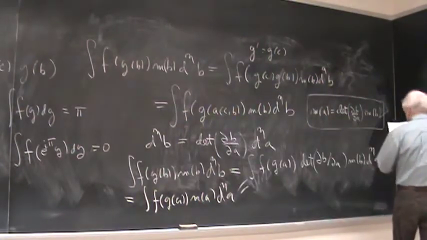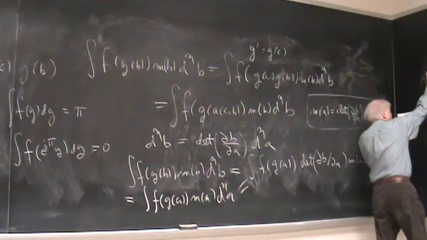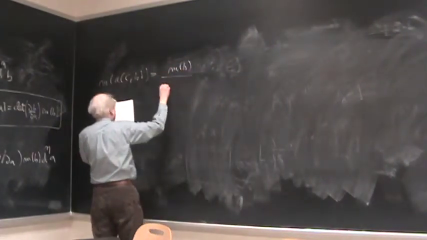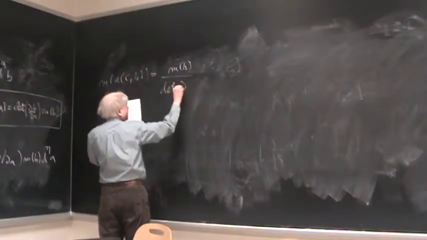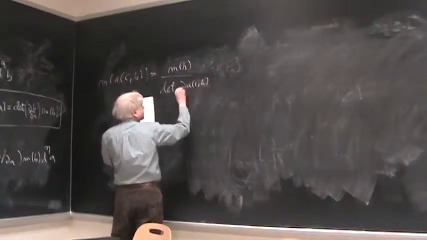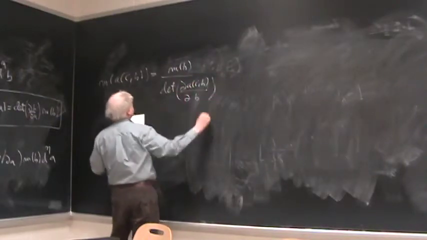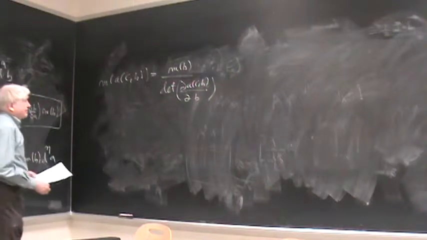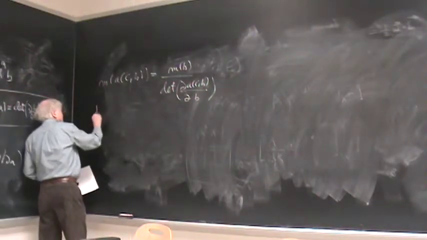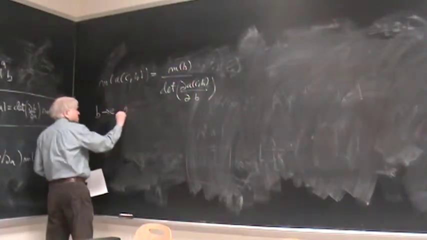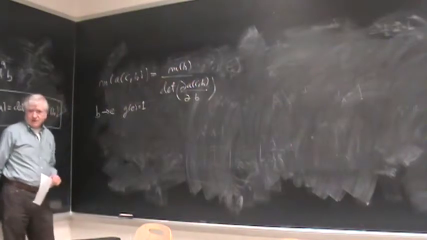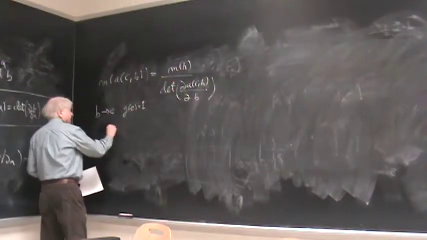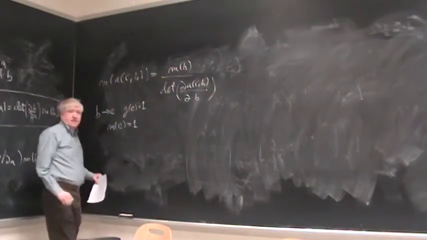And a little bit more explicitly, what does this say? This says that m of a of c and b is m of b divided by the determinant of partial a of c and b with respect to b. Now we can make this a lot simpler by setting b to E, such that g of E is the identity. And in fact, I'm then going to say that m of E is just 1.